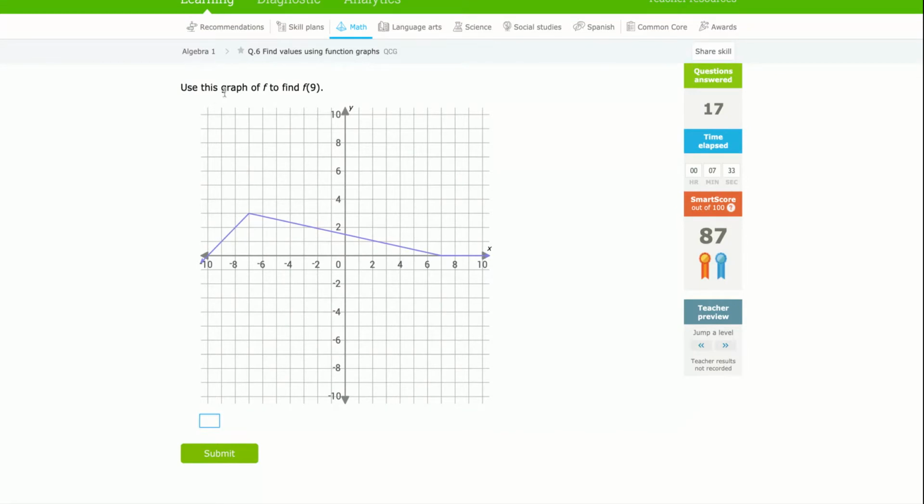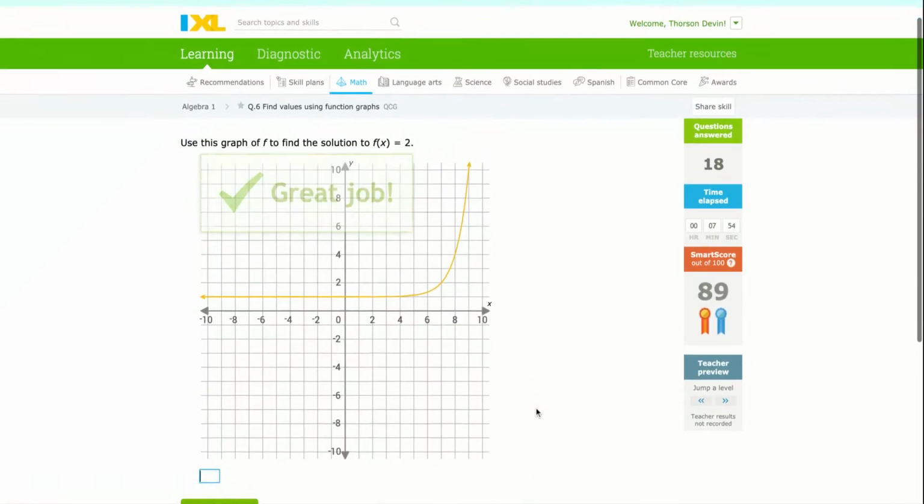Here, use this graph of f to find f of 9. So now it gave us the input. The input is 9. What is the output when we have an input of 9? Well, I come over here to 9, which is right here. Looks like the graph levels off and stays flat here. So the output at 9 is 0, because I'm not above or below the x-axis.